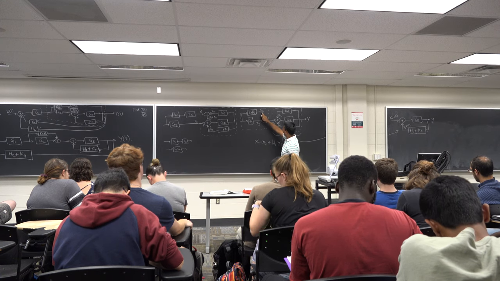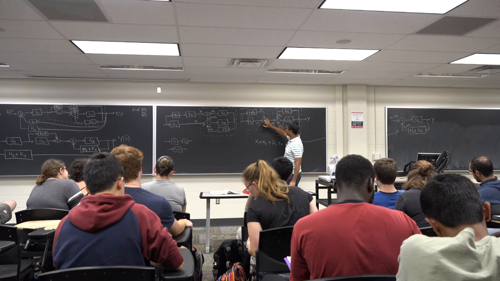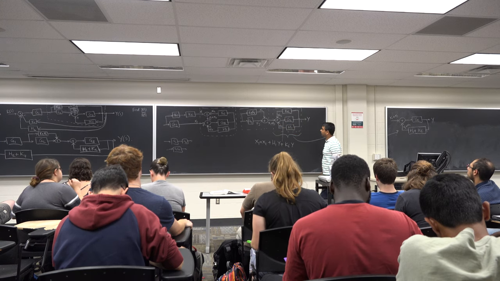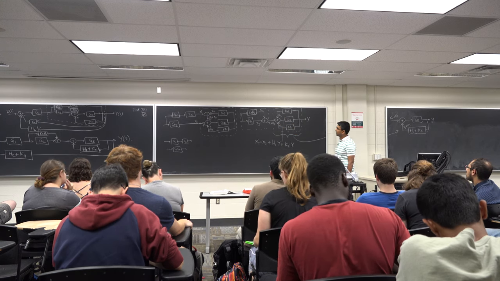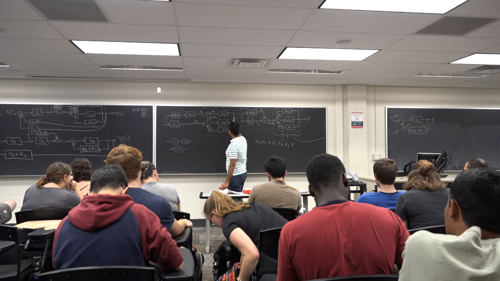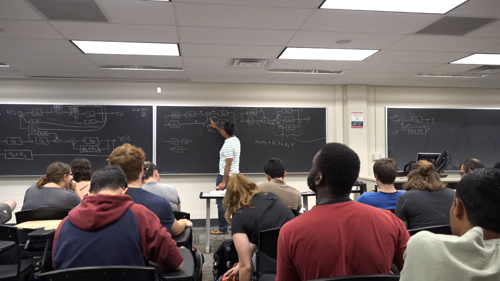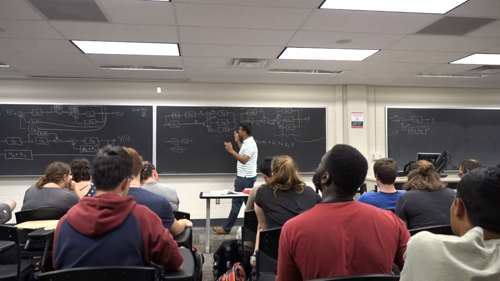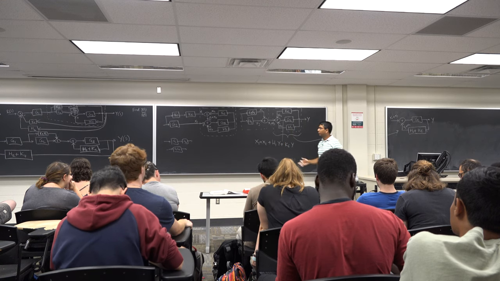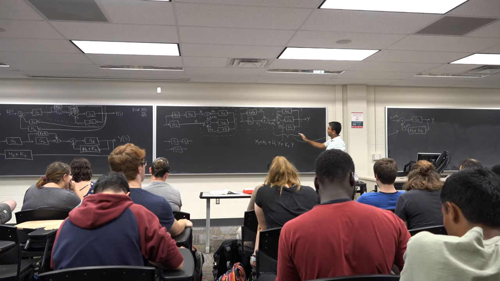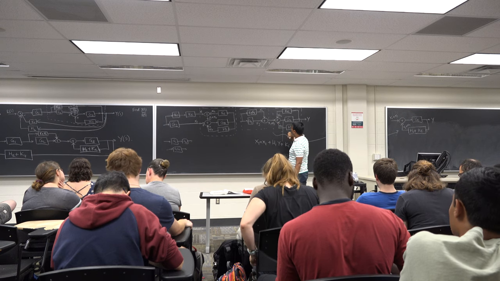So I added X1 and X3 in one block, and then I added X2 and X4 in a separate block. The reason I did that was X2 and X4 are coming from Y of S, whereas X1 and X3 are coming from this particular block. So I just want to separate the signals coming from separate blocks or separate sources differently. So that's what I did here.